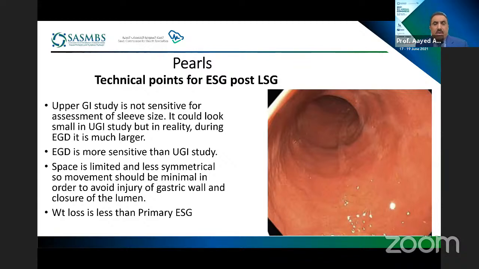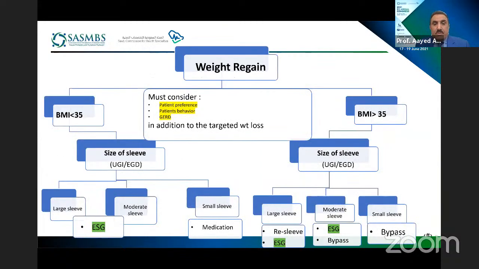The upper GI, there are some important points we would like to mention. The upper GI is not sensitive. Maybe you should rely on endoscopy better. The space is limited and less symmetrical, as we said, so you should be manipulating your procedure inside, and weight loss is definitely less than in a primary patient.